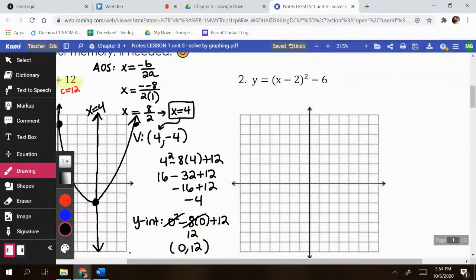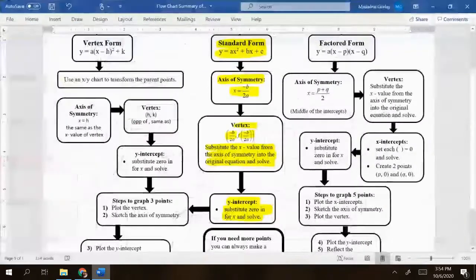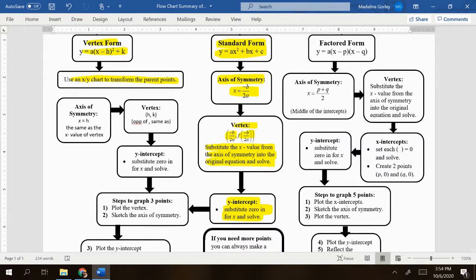Let's go ahead and go over this guy. This is in vertex form, which I like even better because it's easy to identify our vertex, right? If something's in vertex form, we can use an XY chart to transform the parent points. We can also use the flowchart to help us, but really I prefer the transformation chart as opposed to doing it this way.